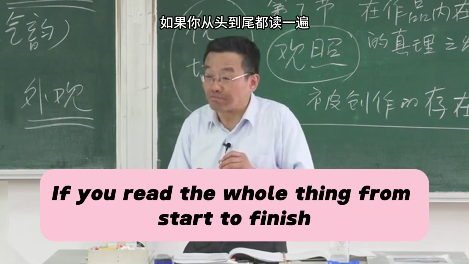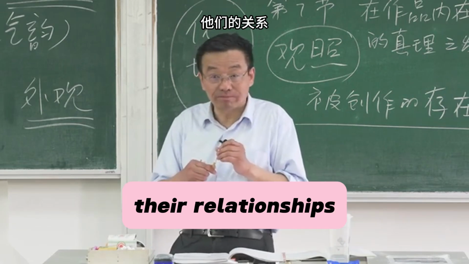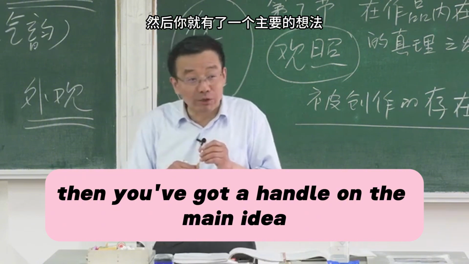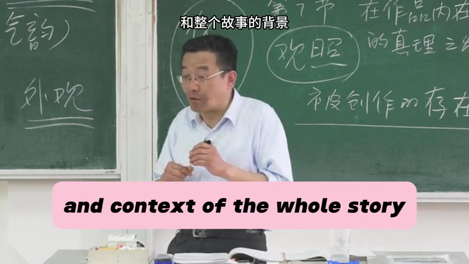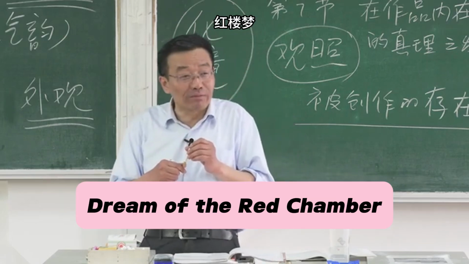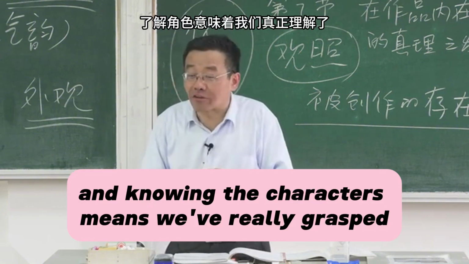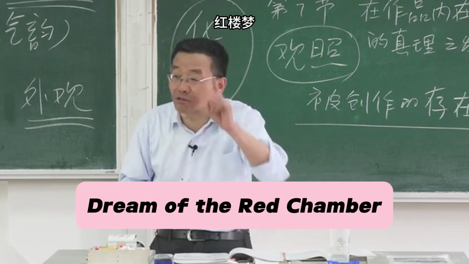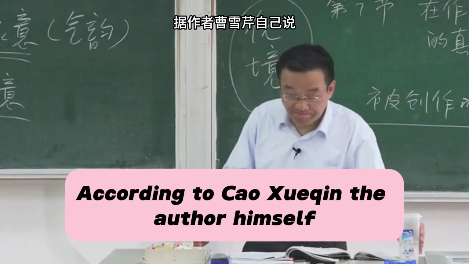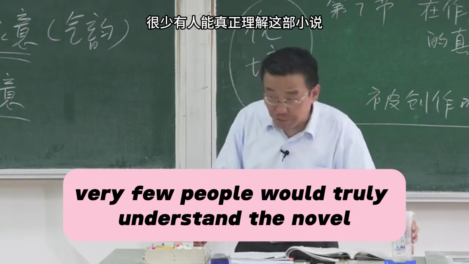If you read the whole thing from start to finish, getting to know all the characters, their relationships, and how things turn out for the important ones, then you've got a handle on the main idea and context of the whole story. So, does that mean you've really understood Dream of the Red Chamber? If we think that just getting the gist of the story and knowing the characters means we've really grasped Dream of the Red Chamber, we're way off. According to Cao Xueqin, the author himself, very few people would truly understand the novel.